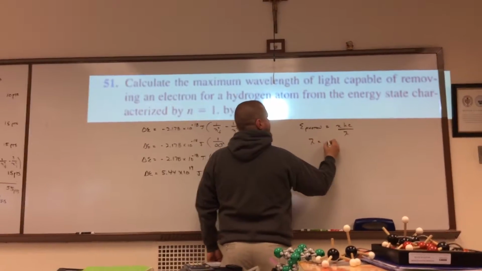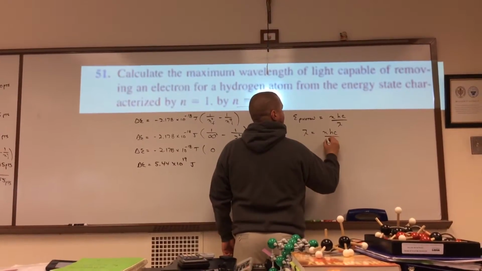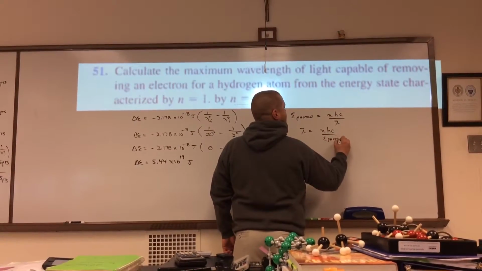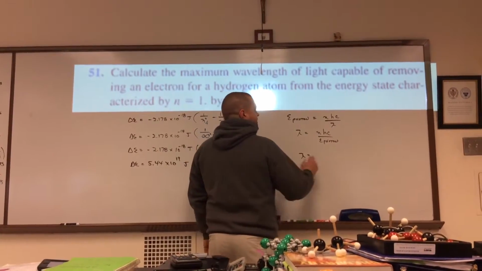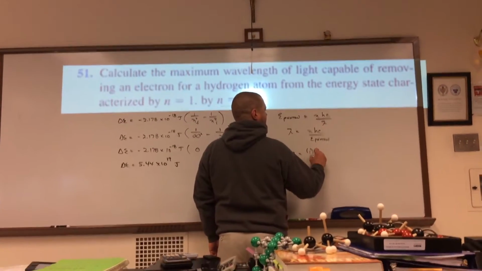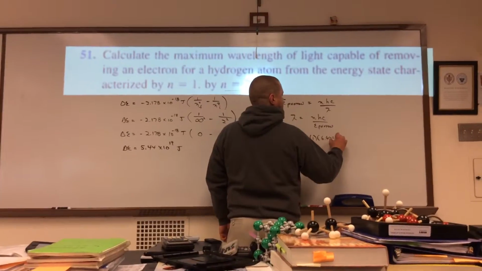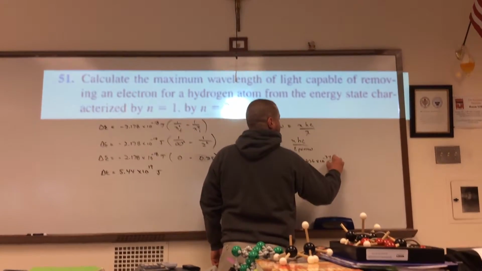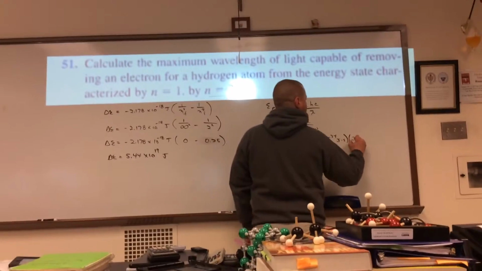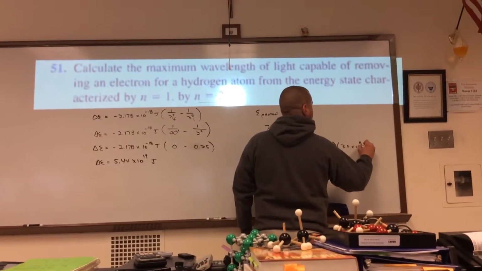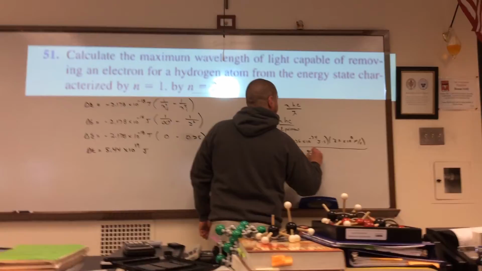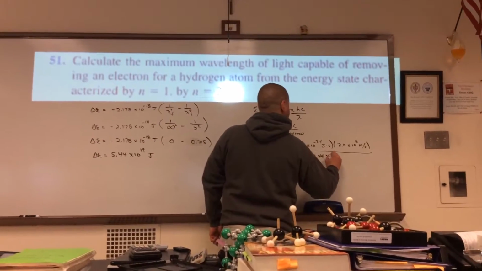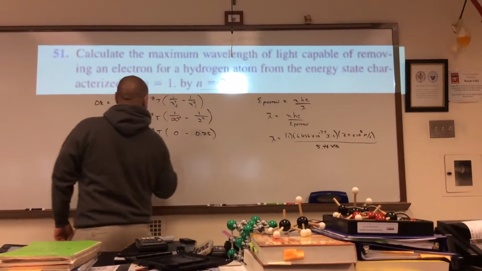Okay, so lambda equals nhc over E of photons. So this is the same thing again. Lambda equals 1, 6.626 times 10 to the negative 34th joule seconds times c, 3.0 times 10 to the 8th meters per second, divided by 5.44 times 10 to the, oh, sorry.